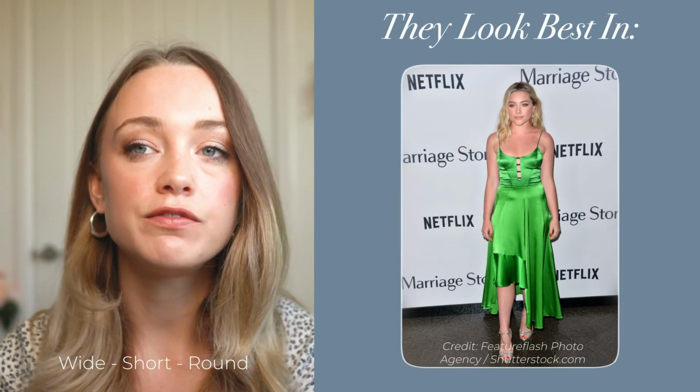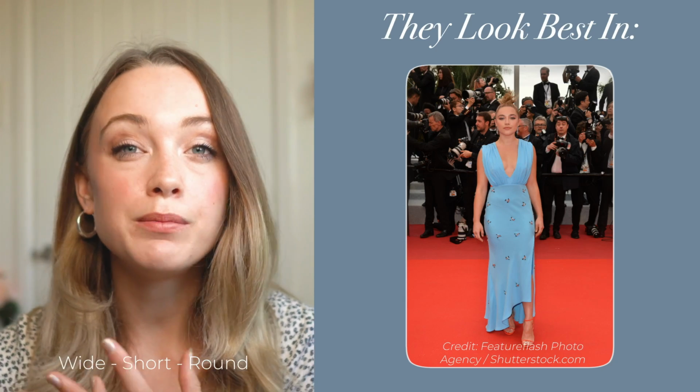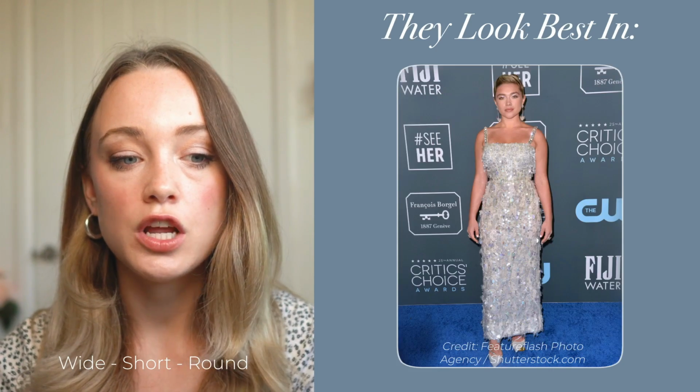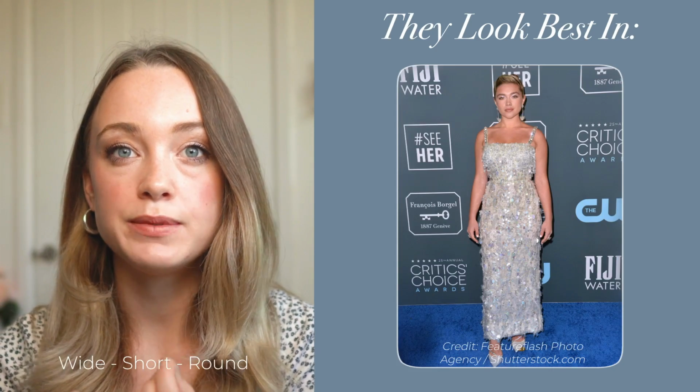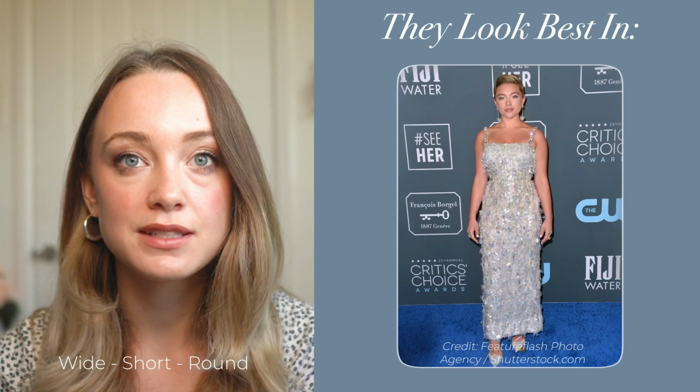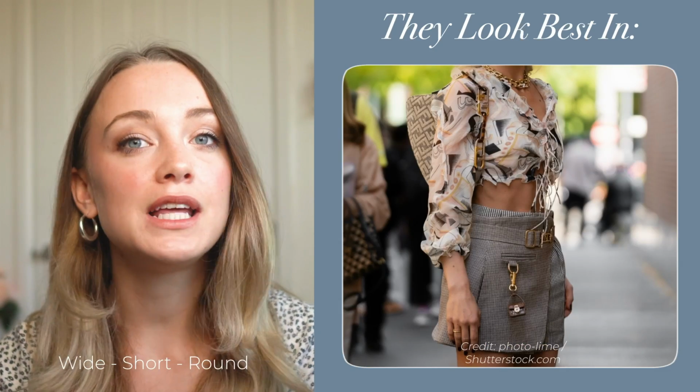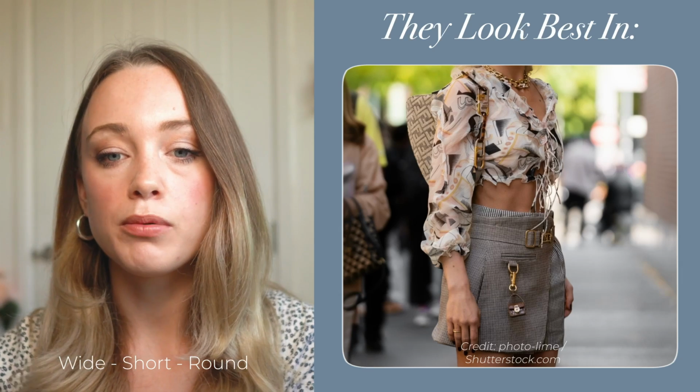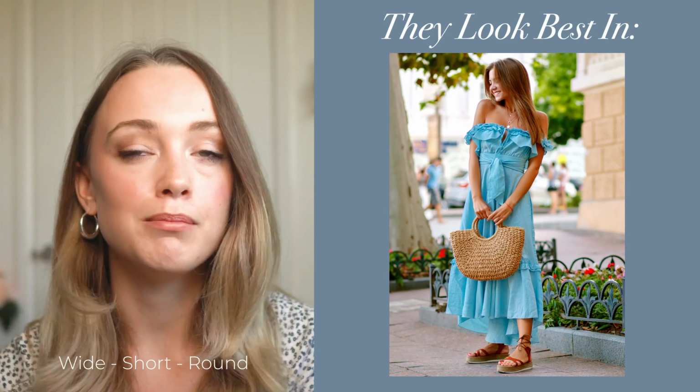So this type looks best in wide necklines, open sleeves, flared legs, flared skirts, draped fabrics with waist definition and round, soft shapes that are clingy around the chest and the hips. They also look best in short lines, so that's typically above the knee or above the hip if it's a top, or above the ankle if it's a maxi length.